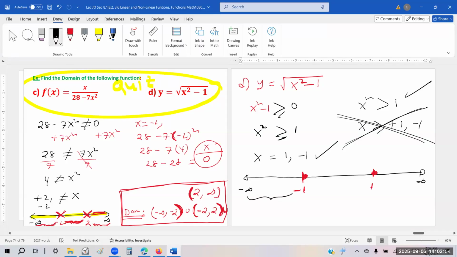Start with the very left interval, anything smaller than negative 1. What number do you want to pick? Negative 3, no problem. So what do you get? y equals square root of negative 3 squared minus 1. What is negative 3 squared? 9. And what is 9 minus 1? Is it a real number? Yes. So we can substitute all the numbers from this interval. It's a good interval.